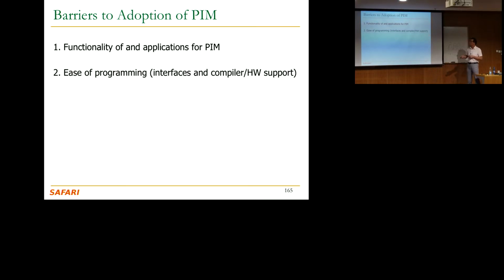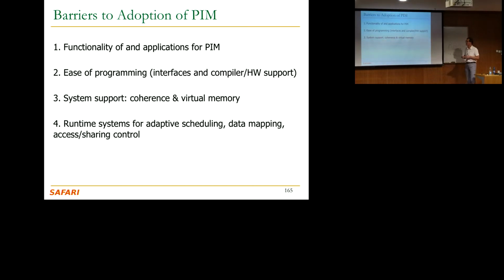You need to make it easy to program. You need to have the interfaces. You need to have the compiler and the hardware support. You need to have the system support, coherence and virtual memory. We talked about virtual memory. Coherence is important. How do you enable that? I'll very briefly talk about that.